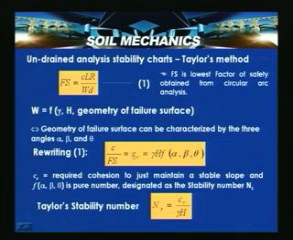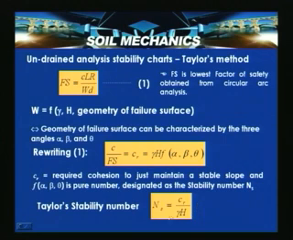So, rewriting 1 as C divided by factor of safety is equal to CR, that is CR is nothing but the required cohesion to just maintain a stable slope, and gamma H into F of alpha, beta, theta. So, rewriting 1 we can get C by Fs, that is cohesion divided by Fs, which gives a value that is called CR, the required cohesion to just maintain a stable slope, equal to gamma H F of alpha, beta, theta. Where function of alpha, beta, theta is a pure number and is designated as the stability number Ns.